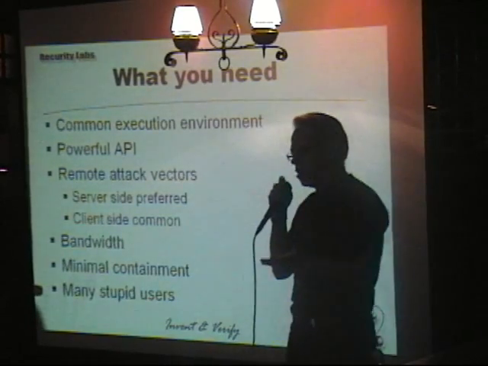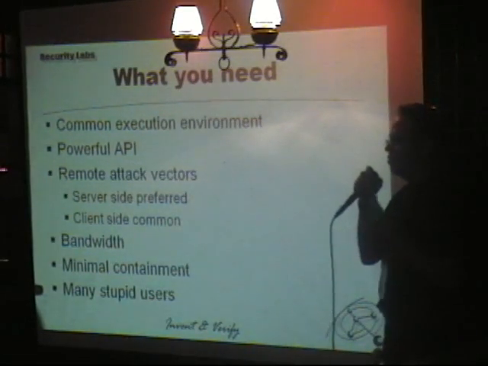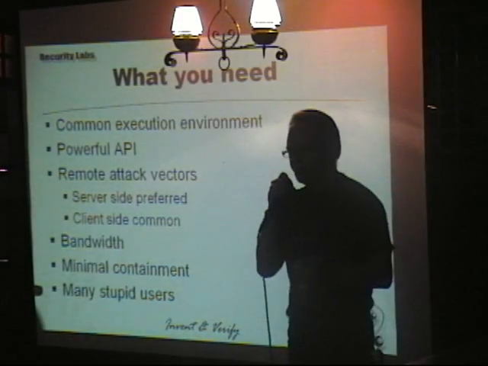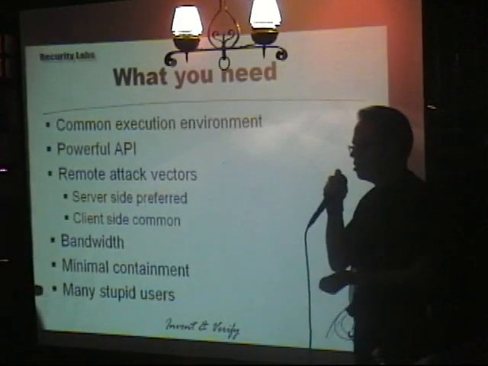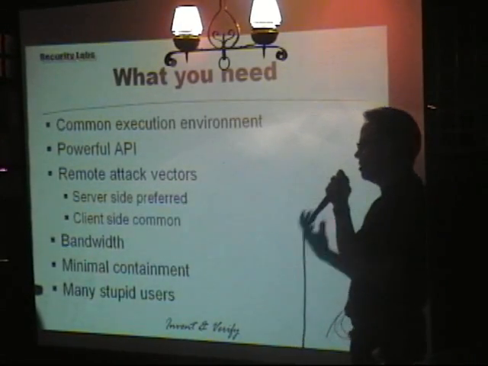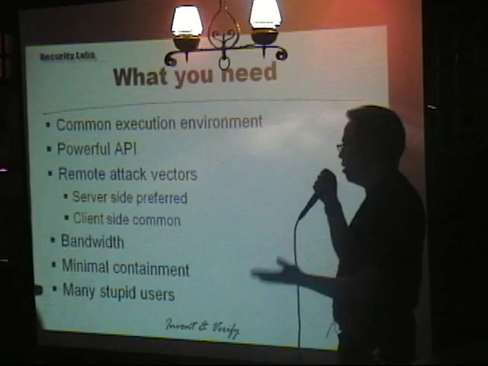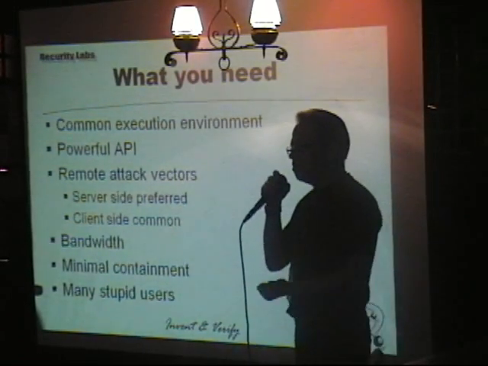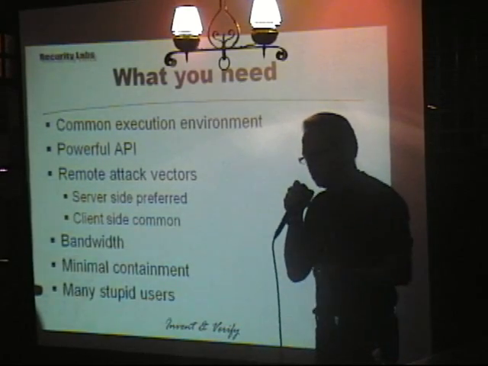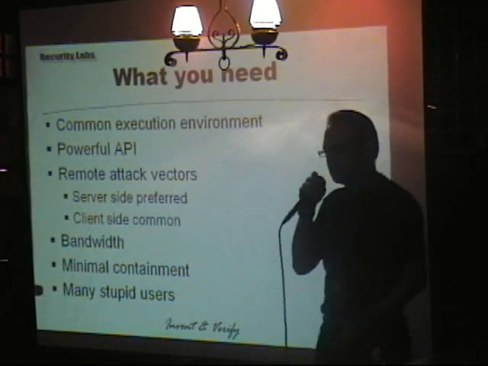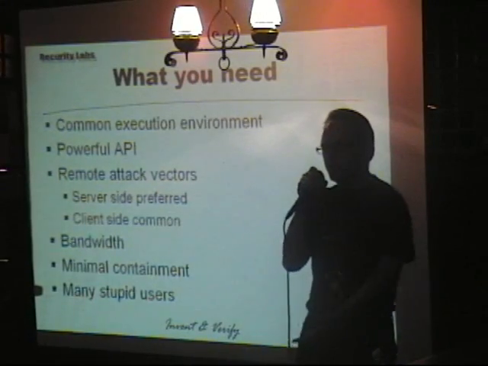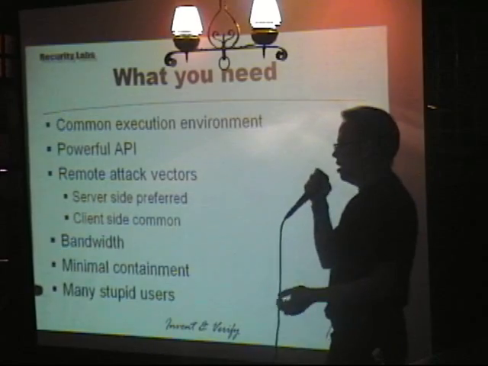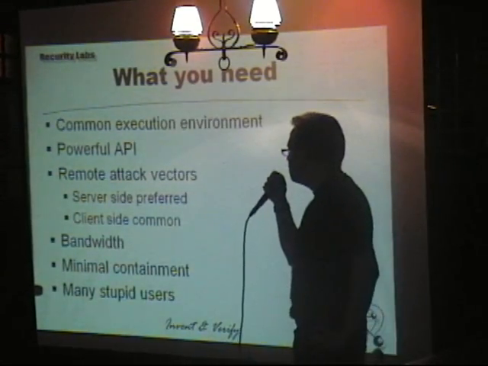So, talking about malware. What do you need for successful malware to actually function? You need a common execution environment. The problem is, if you don't have a common execution environment, you're writing specific attacks against specific devices all the time, and that won't pay off. You write malware to take a lot of machines at the same time. You need a powerful API, otherwise your malware can't do anything. You need remote vectors, preferably something server-side that you can talk to and exploit, or a client-side attack, which is common nowadays.